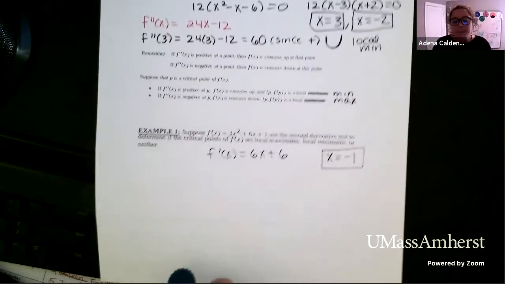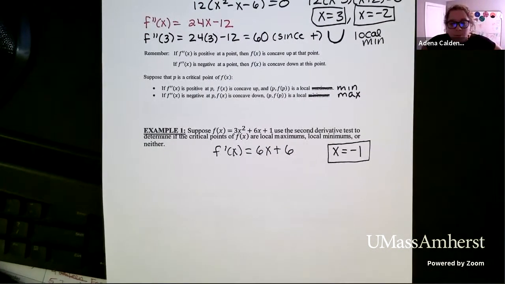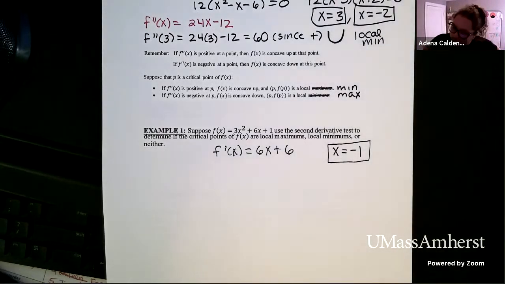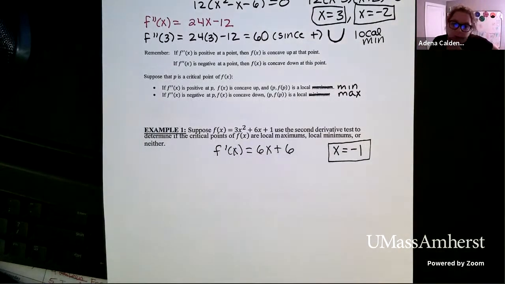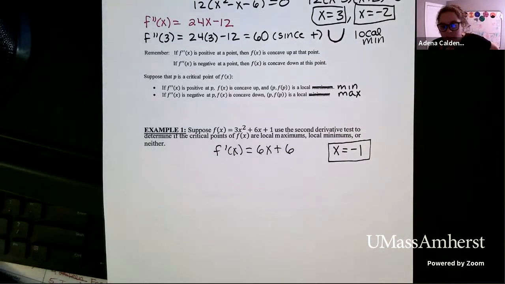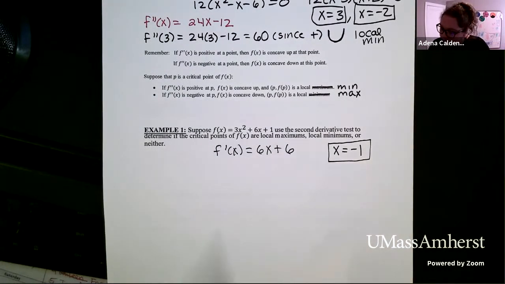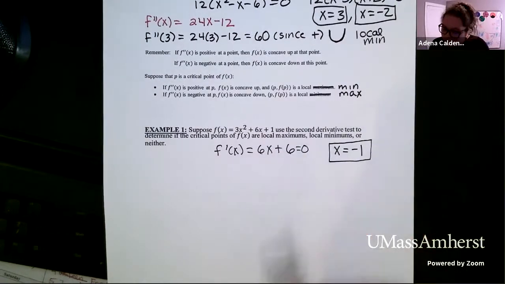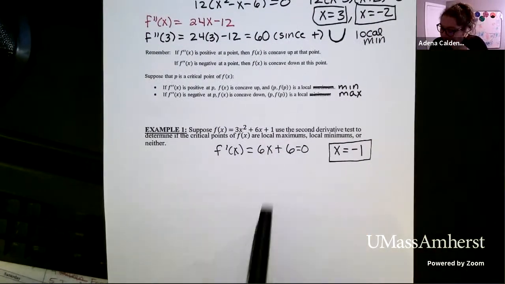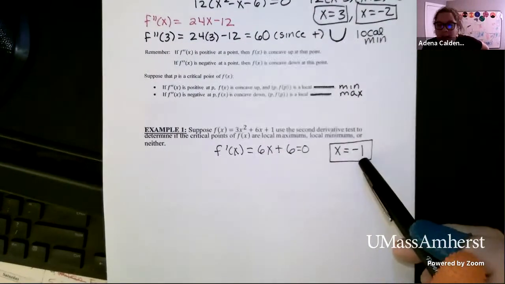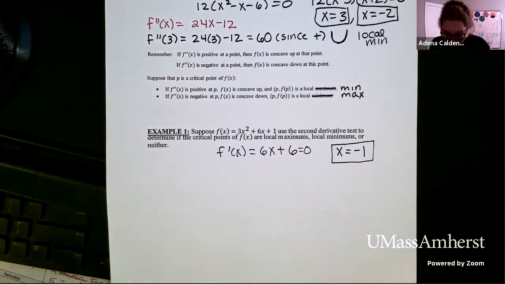All right. So again, we start by finding the critical point. We've done this particular one before, so we know what the critical point is, but as a quick review, we take the first derivative, we get 6x plus 6. We want to set that equal to 0. And then we solve for x. So we bring the 6 over and divide by 6, and we get x equals -1.